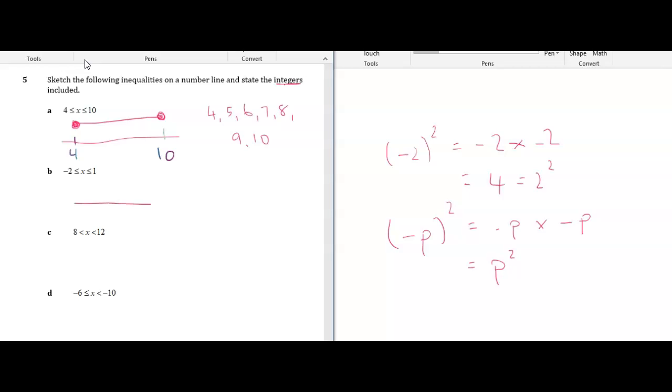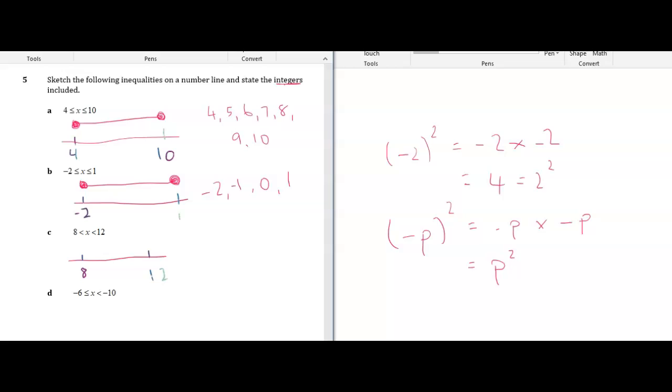The next one, which I might use my fancy pen again, negative 2 and 1. Okay, so negative 2 is included, so I'll have a closed circle. 1 is also included, so a closed circle. Put a line in between, and the integers included, negative 2, negative 1, 0, and 1. For C, we're going from, let's just stick with this magic pen. No, it's not really magic.